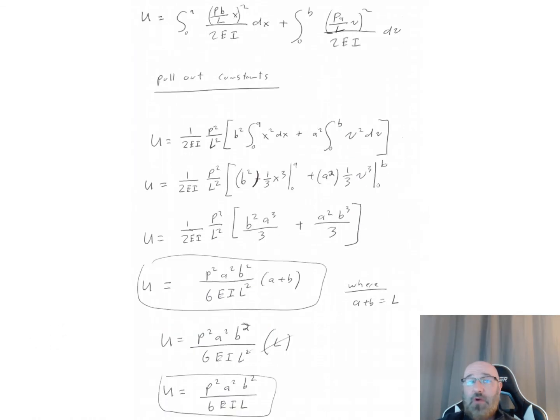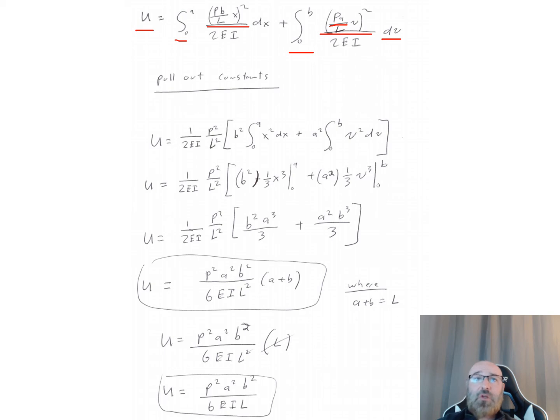When we plug in for our M1 and our M2, we have the relationship that our total strain energy is equal to the integral from 0 to a. We plug in for that M1. On the top we have PB over L x, squared, all over 2EI dx, plus on the right side, the integral from 0 to b of, now when we plug in for M2, this is PA over L v, squared, all over 2EI dv.